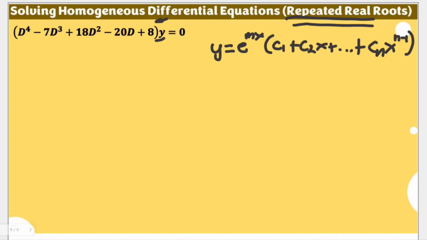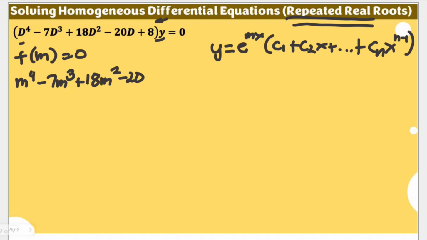We are lucky to have here an equation with the differential operator D already. The goal now is to come up with our auxiliary equation. So we'll have m to the power of 4 minus 7m cubed plus 18m squared minus 20m plus 8 is equal to 0. We simply change D to m. This is a polynomial equation. We have m to the power of 4, so we are expected to have possibly 4 roots, but probably some of them are repeated as mentioned here.